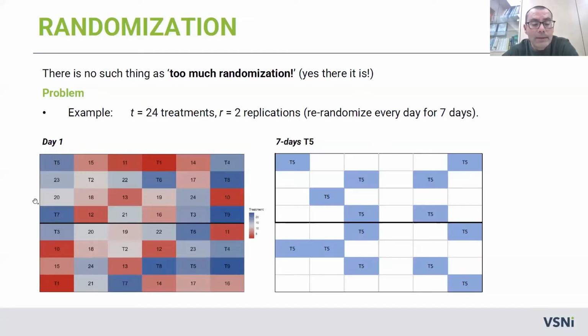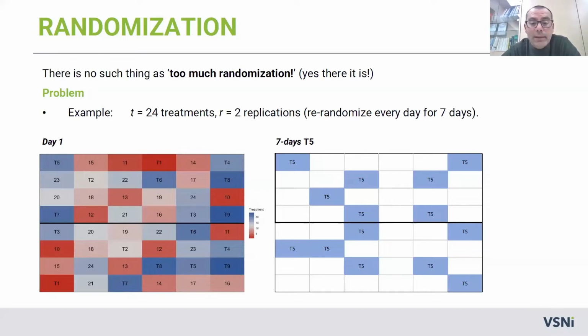But then what happens is that every day, you decide to re-randomize or rearrange the units within a rep. So, for example, in this case, if you do this for 7 days, you have treatment 5 here one day, then another day somewhere here, another day somewhere here, and so on, and everything gets re-randomized and rearranged.